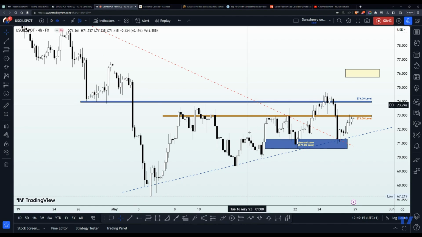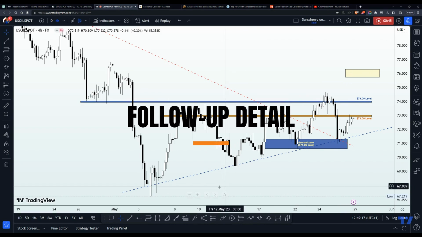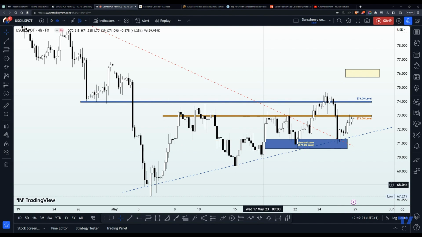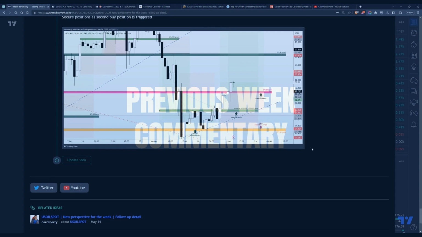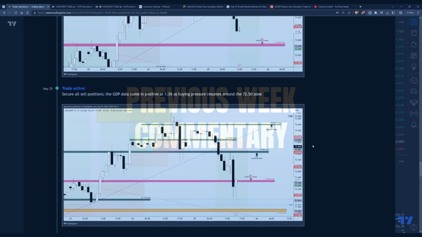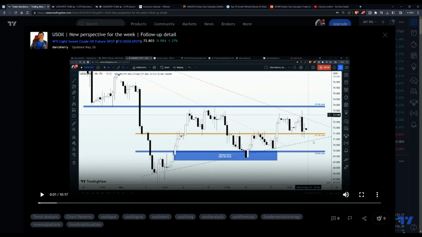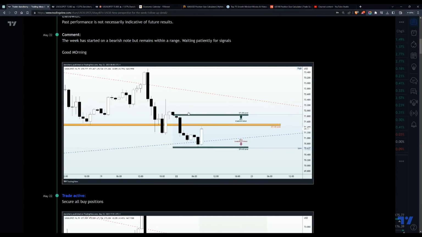So, since this is going to be a follow up detail to my previous analysis on the US All Sport, I would like to share with you some of the key moments that gave us the profits we had on the US All Sport commodity for last week. So at the beginning of last week, we had this old simple flat channel where we were looking forward to price action either breaking out of the resistance line or the support line for a trading opportunity.